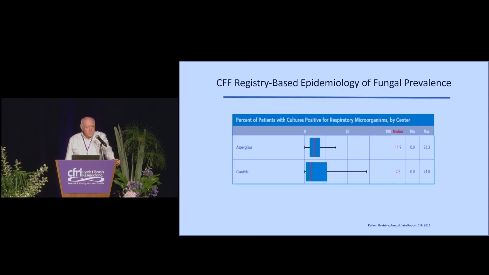But if you look a little bit more closely into the registry, what you see is a tremendous variability. So what we see here is the report for 2013, where this bar indicates the range reported by different centers. And you'll notice on the left, it starts at 0. Some centers find 0 molds in patients. Others will find up to more than a third, 36%, and up to almost 3/4 for Candida. So this variability is telling you something right away, and that is that we've got a problem with detection.